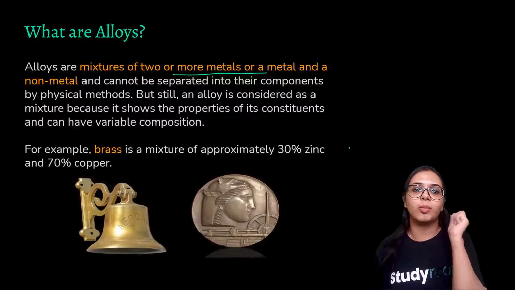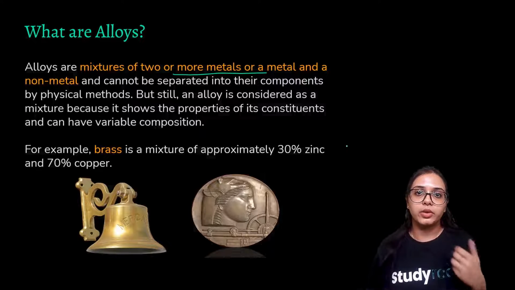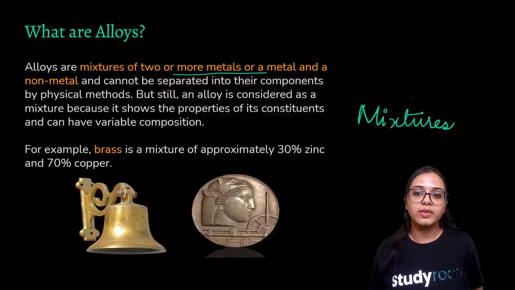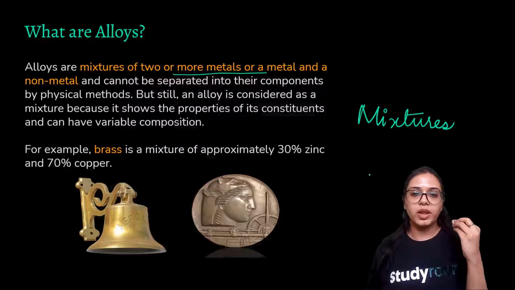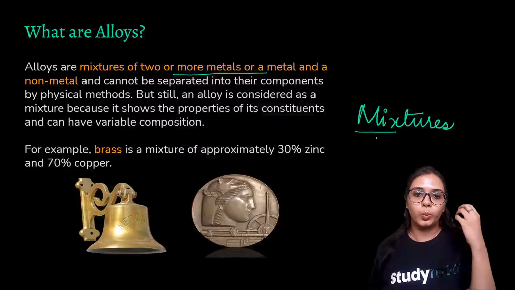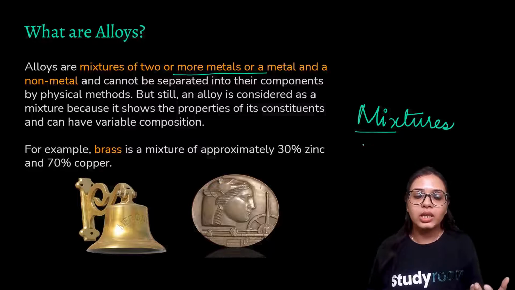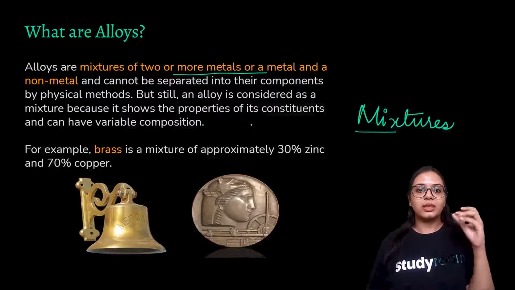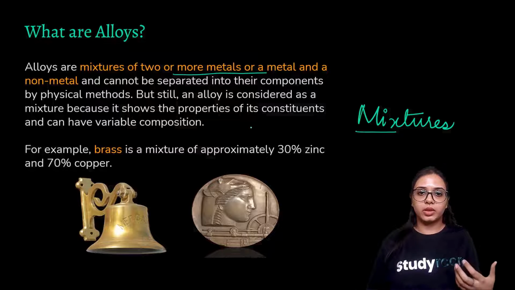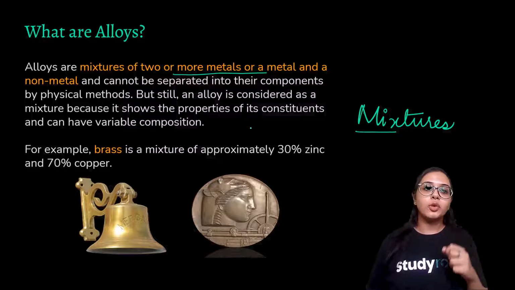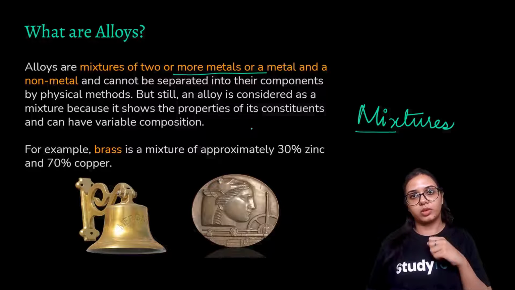Now, there was a line here that solid solutions are alloys, but if we are to distinguish the physical and chemical properties, then alloys are commonly mixtures. They are not pure substances. They do have some distinct properties, but they are not solutions. They are mixtures when the characteristics are observed. And why are they mixtures? Because their distinct components cannot be separated by physical methods. An alloy is considered a mixture because it shows the properties of its constituents and can have variable composition.